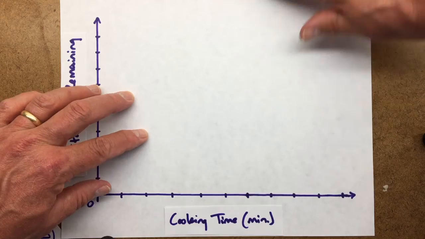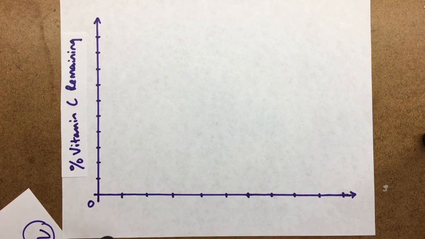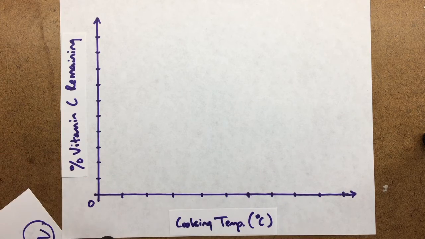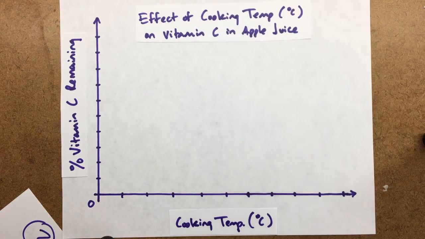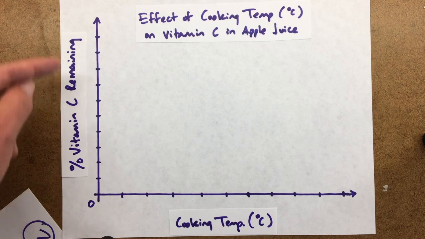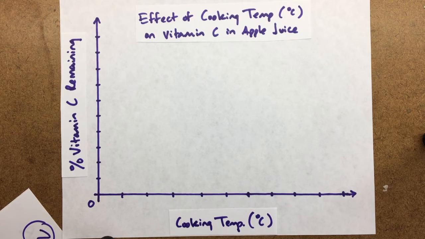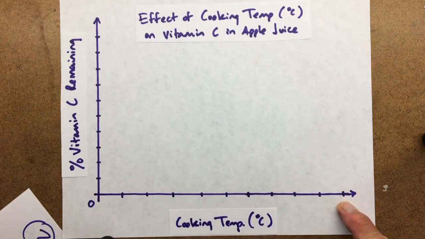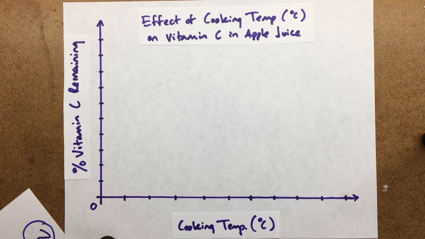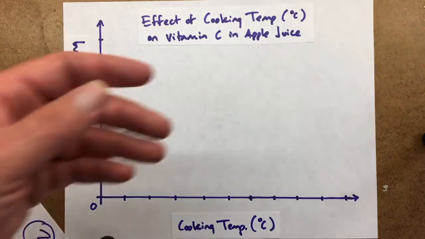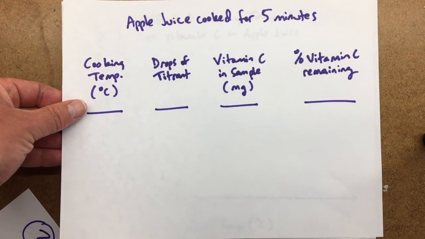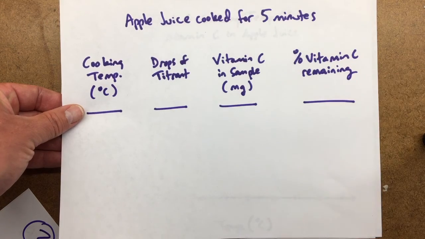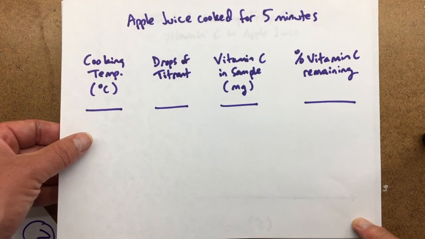And then you'll also make a graph that looks very similar, but not exactly the same. We'll have cooking temperature on the x-axis, because what we're trying to find out is the effect of cooking temperature on vitamin C. This axis will stay the same. We'll find out what percentage of the vitamin C remains. The cooking temperature, I'll show you how to scale that one here at this end, and then you'll need to scale the intervals accordingly. And the data for that one comes from the experiment where we have the data for 5 minutes of cooking at different temperatures. So how much remains on the y-axis, cooking temperature on the x-axis.